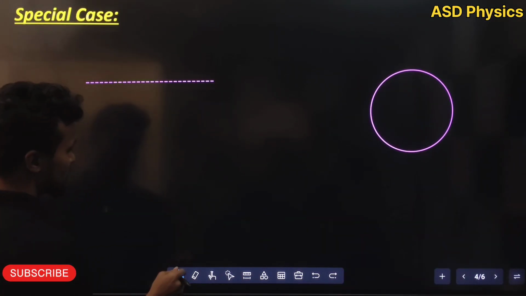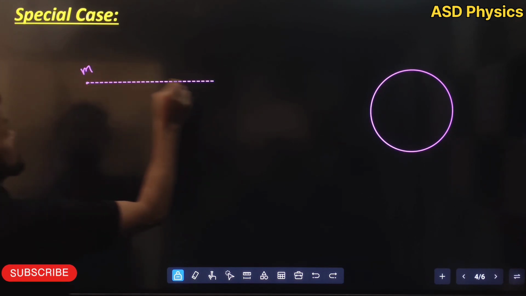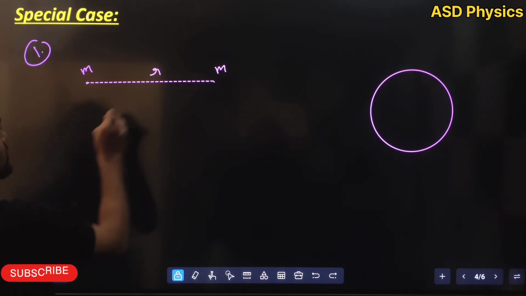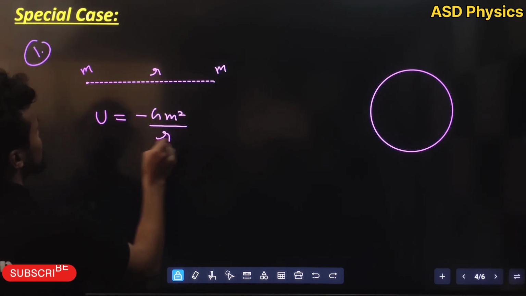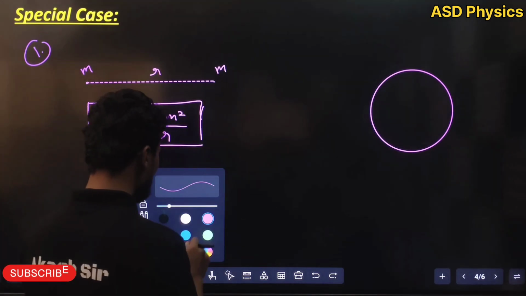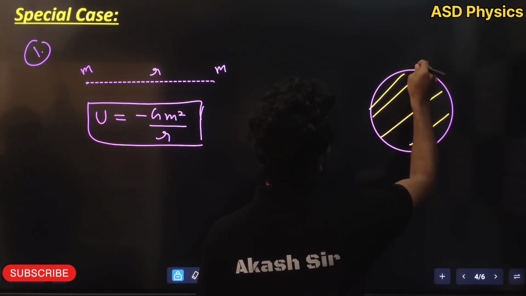So here, let's take two masses, each of mass M, separated by distance R. This is the first case. Here the potential energy is given by minus G M square by R. Very easy.